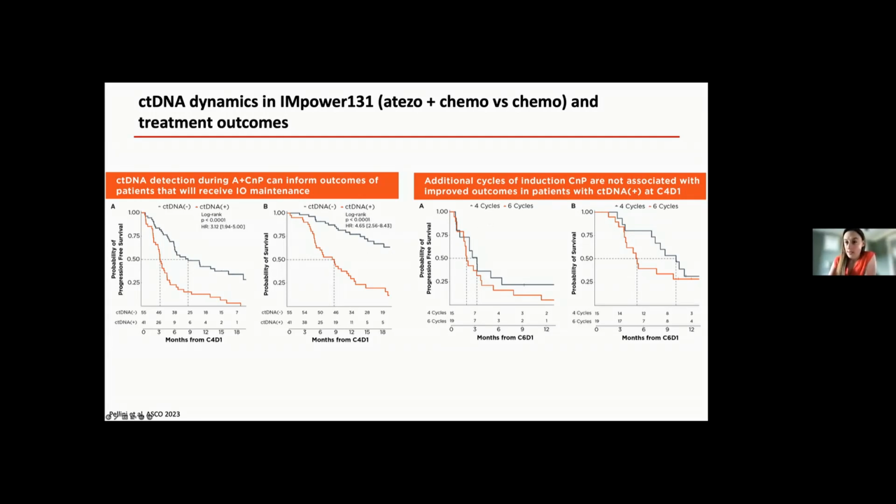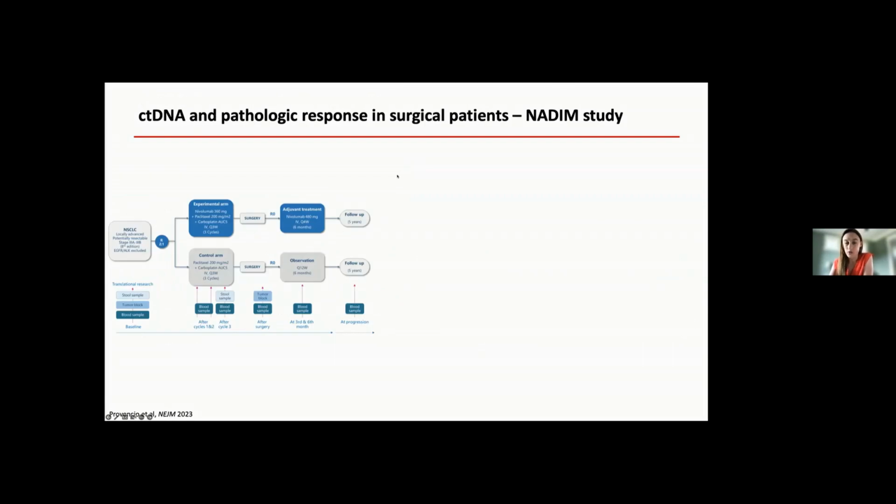And then the last study that I wanted to touch on, this was not presented at ASCO, but was published just 2 weeks ago in the New England Journal. So I think it was relevant to the topic and also relates to the cases that were submitted. So this is data from the NADIM study. This study took patients who had surgically resectable stage 3 disease. Patients were treated with neoadjuvant chemo plus nivo, or were randomized to chemo plus nivo versus chemo.